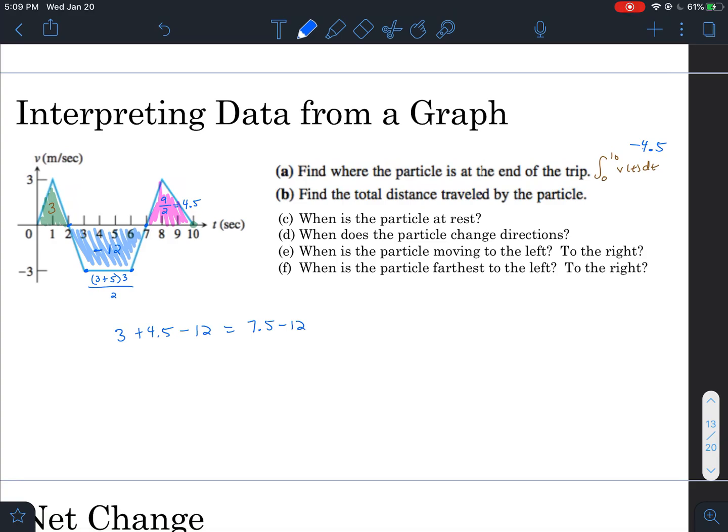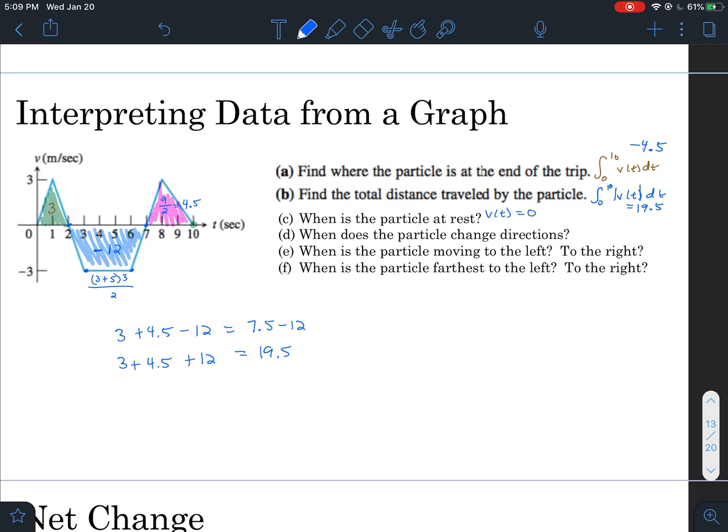Total distance: well, we're going to integrate from 0 to 10 the absolute value of the velocity function, or we pretend that all the parts are positive. So we'll take 3 plus 4.5, then we pretend like that 12 was positive. So it would be 19.5. So the particle traveled a total distance of 19.5 units, or meters in this case.